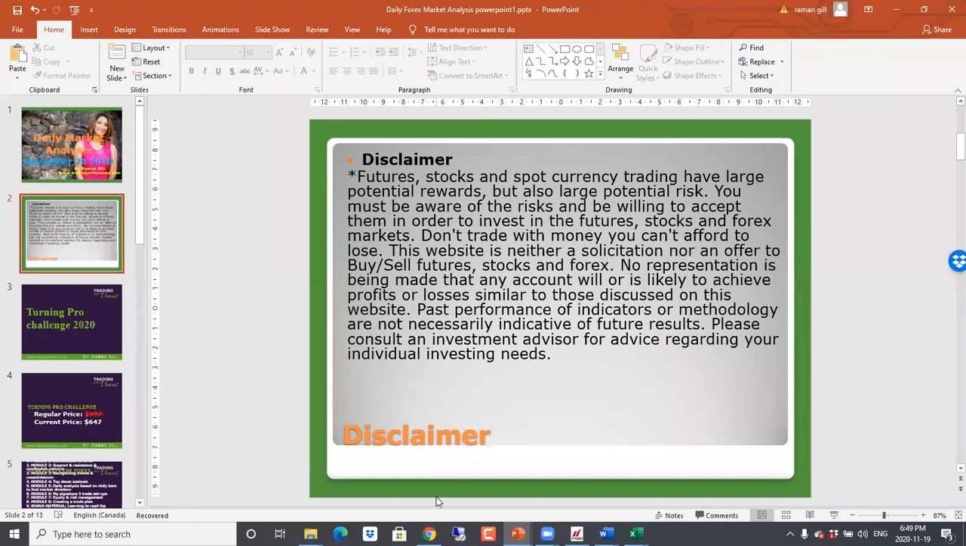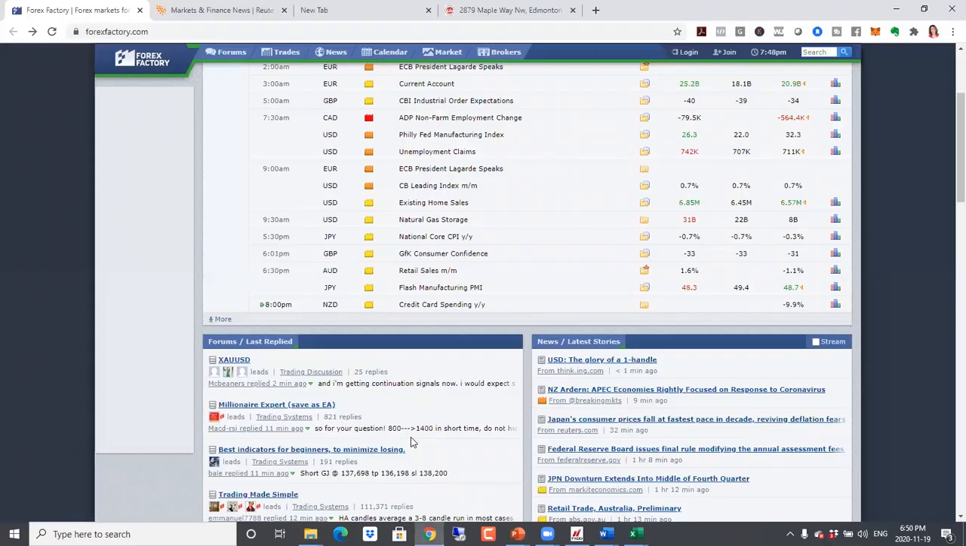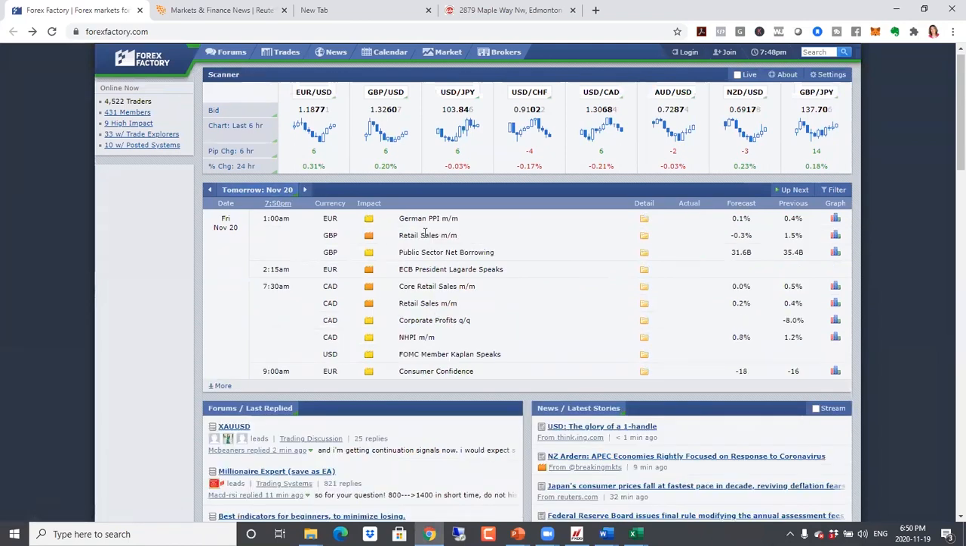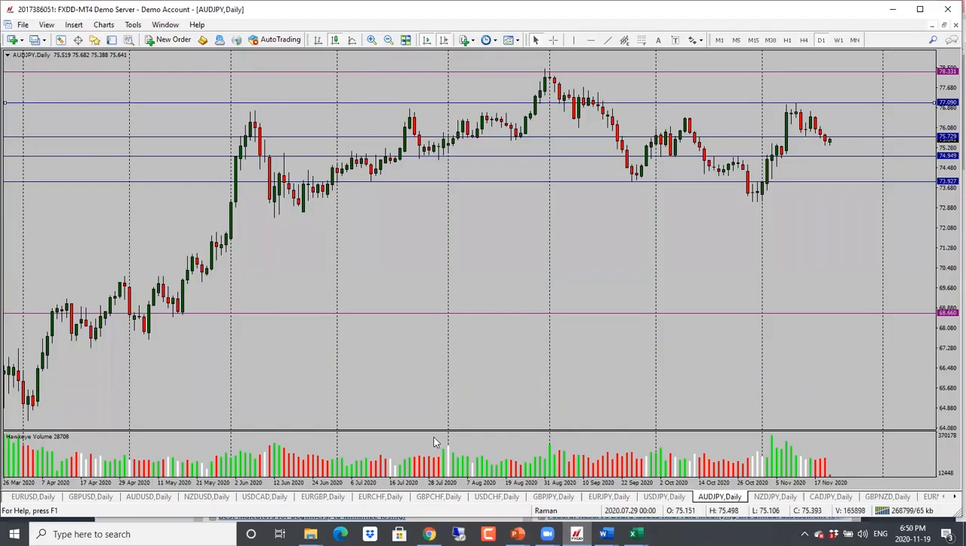As usual, we'll start off by taking a look at our calendar here. All right, so in terms of news coming up on Friday, not a busy day in terms of news. We do have retail sales data out of UK expecting a drop in retail sales, which is normal because of the current situation here. Other than that, we do have Lagarde speaking again, and we have retail sales numbers from Canada as well. So let's take a look at the charts here.